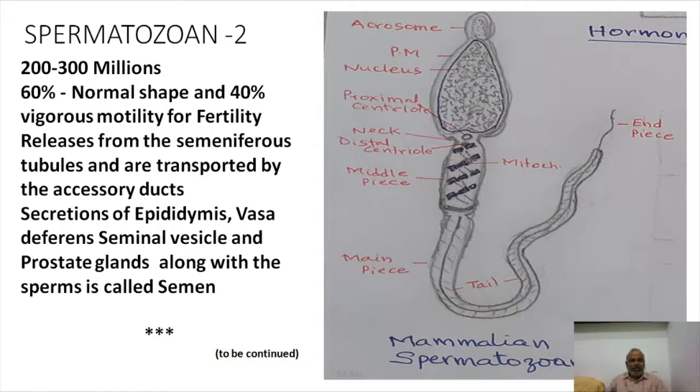In our next video lesson, we are going to discuss the next gametogenesis, that is oogenesis, which occurs in the female. It will be continued in the next video lesson.